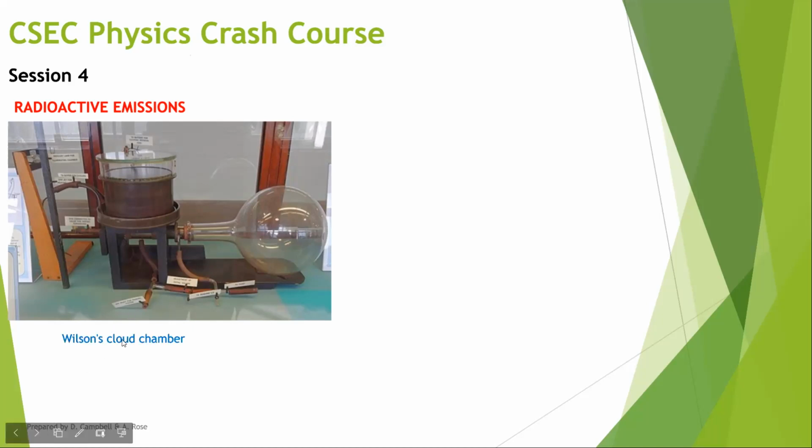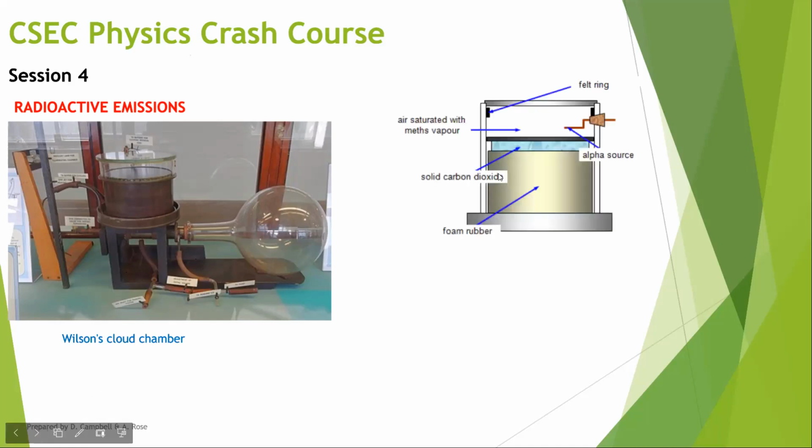This is one of different types of cloud chamber. Then we have a diagram. It uses saturated alcohol vapor, for example, and solid carbon dioxide, same thing we call dry ice, so that the vapor is cooled. And when the radiation passes through, it will cause you to see the different patterns.